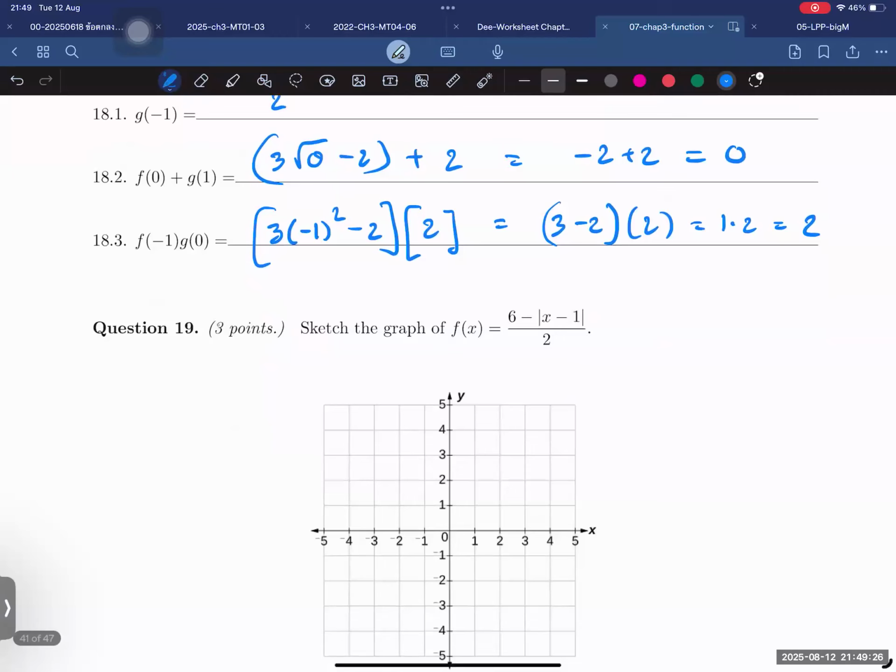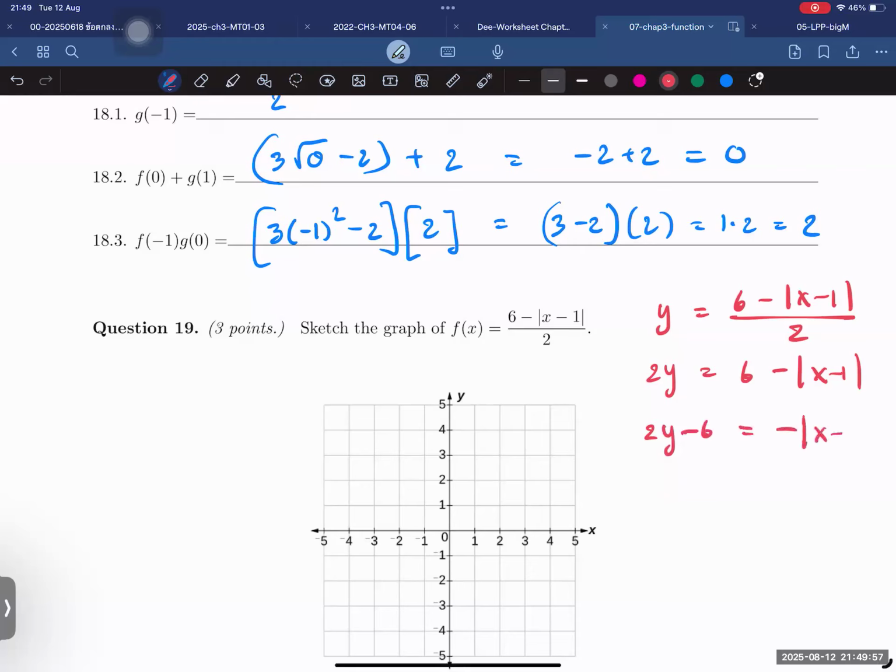Now sketch this graph. This way, if I write again y equal to 6 minus this divided by 2. So if I multiply both sides by 2, we got 2y equal to 6 minus this. We can write 2y minus 6 equal to negative of this. So maybe we can have this.